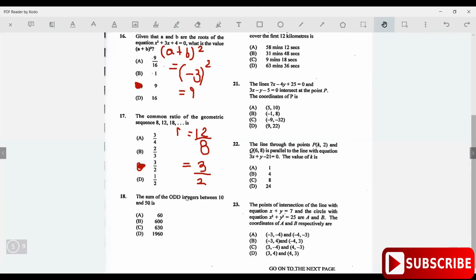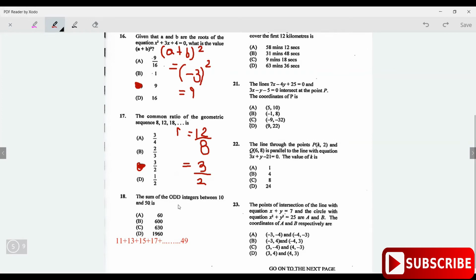Next question. Find the sum of the odd integers between 10 and 50. Odd integers between 10 and 50 is 11 plus 13 plus 15 plus 17 plus all the odd integers all the way up to 49. That's what we're adding. If this is what we're adding, the sum of all the odd integers from 11 up to 49, then this is an arithmetic progression with the first term 11 and the last term 49. Now, if the last term is 49, we need to find out how many terms this is.